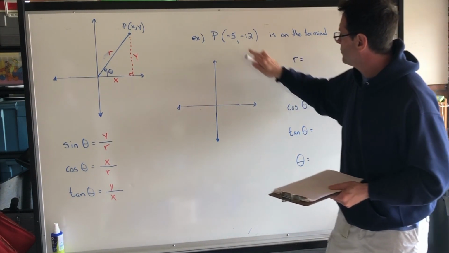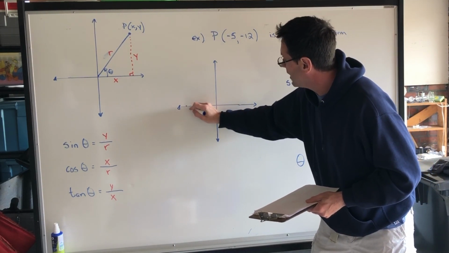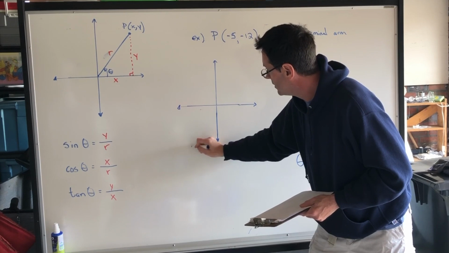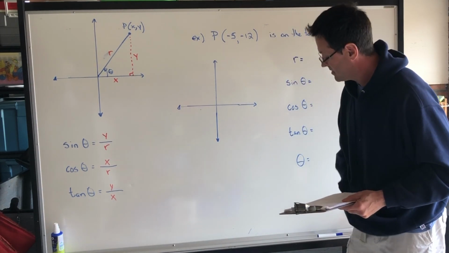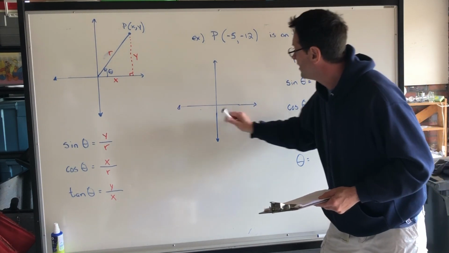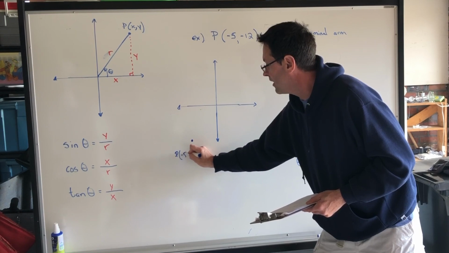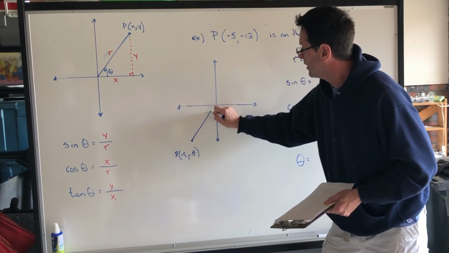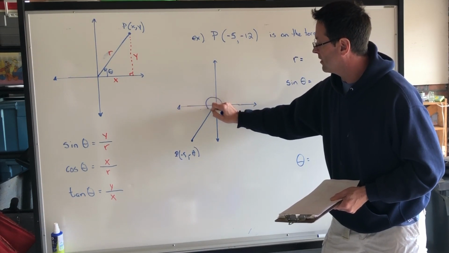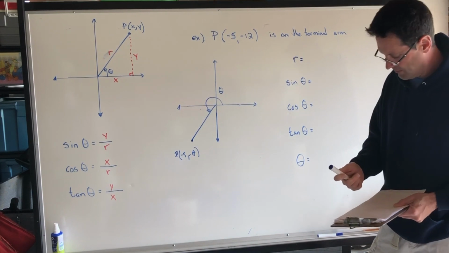Well, where would that be? This point would be in quadrant 3. So if I counted to the left 5 and down 12, I'd end up with my point down here, -5, -12. And I'll draw that terminal arm right here. We've got to find this angle in standard position. We'll call it theta. So we've got to come up with a strategy to do that.